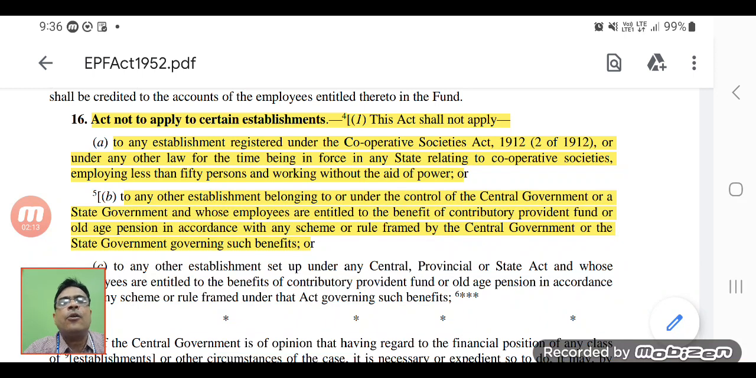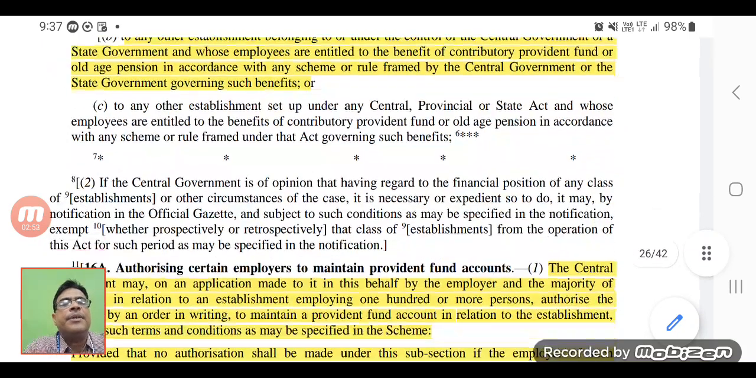Then clause B talks about any other establishment belonging to or under the control of the central government or a state government and whose employees are entitled to the benefit of contributory provident fund or old age pension in accordance with any scheme or rule framed by the central government or the state government governing such benefits. It means वैसे establishment में भी ये applicable नहीं होगा जहाँ पे already इसी के पैरेलल में कोई अच्छी favorable scheme employees के लिए already establishment में चल रही है, तो वैसे केस में ये applicable नहीं होगा. So these are the certain limitations of this Act.